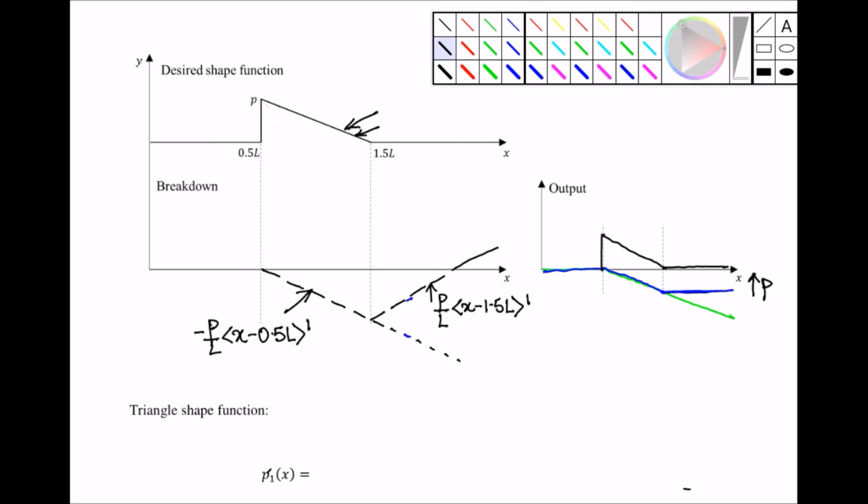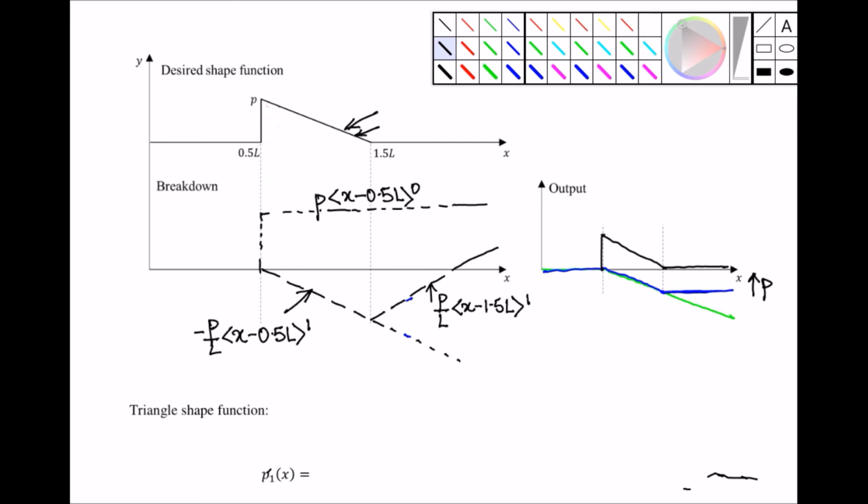How are we going to accomplish that? Let's go ahead and draw a unit step function whose height is equal to P and which starts at 0.5L. Its equation is going to be given by P multiplied by x minus 0.5L to the power 0. When we go ahead and combine these three straight lines, the dotted lines, we will achieve our desired shape function.